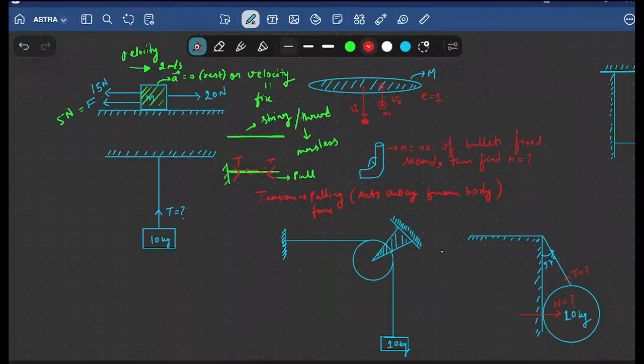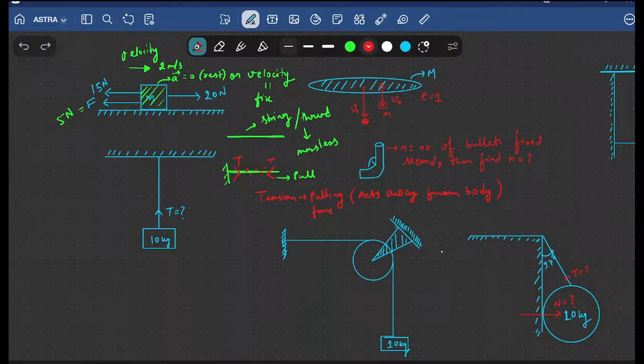Okay. So now listen here, focus here carefully. If it is a string, if I'm calling it a string, it means I am considering it massless. Obviously, sir, it's a thin string. That's why we can neglect its mass. It's pretty obvious. No issues, right?